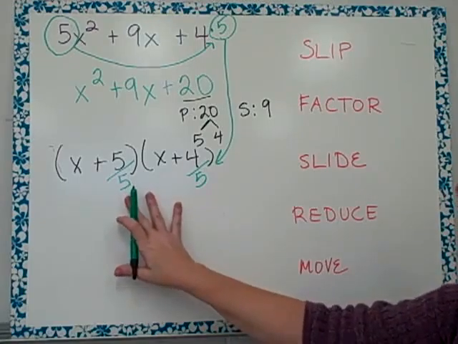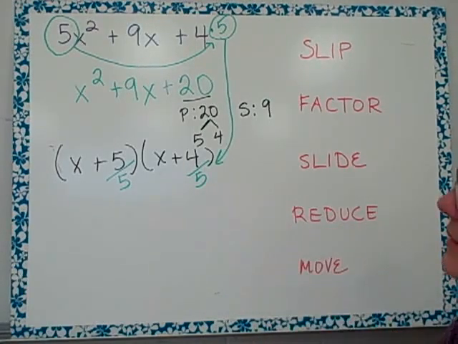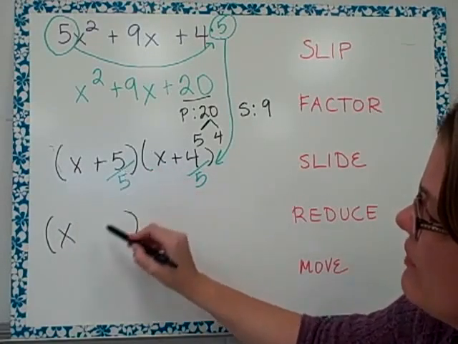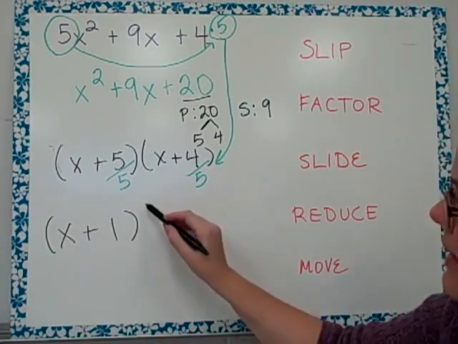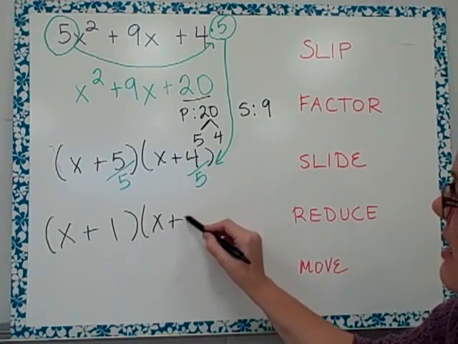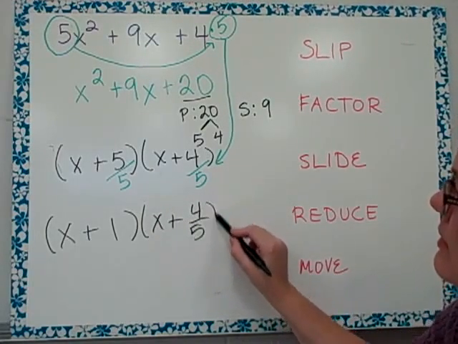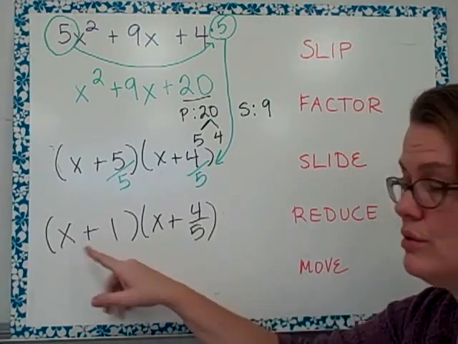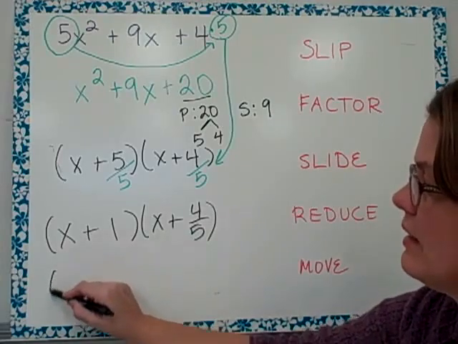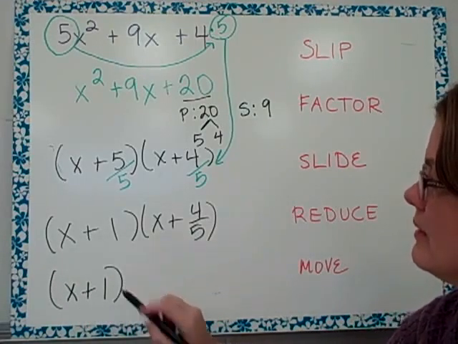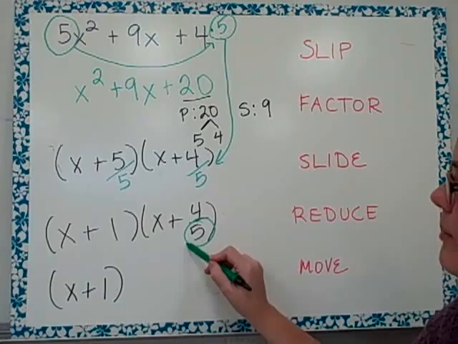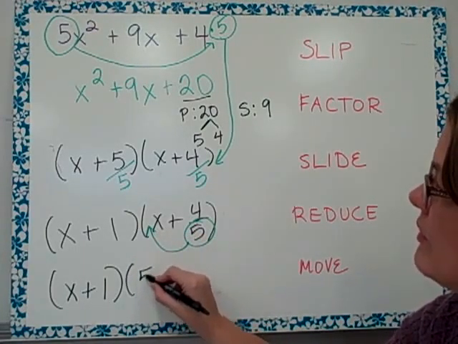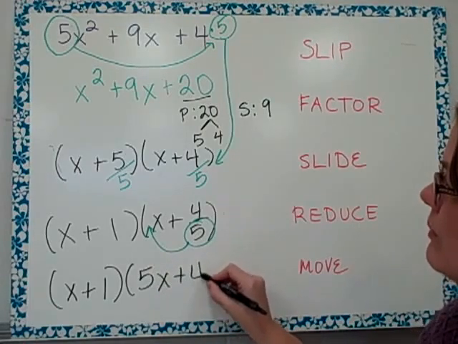I don't want the fractions, so I need to reduce. In this case, when I reduce, 5 divided by 5 is just 1, and this 4/5 can't be reduced. So my last step is to move. You'll notice that this has nothing to move. There's no denominator. So it's just fine, x plus 1. But this one has a denominator that we will slip in front, and that factor will become 5x plus 4.